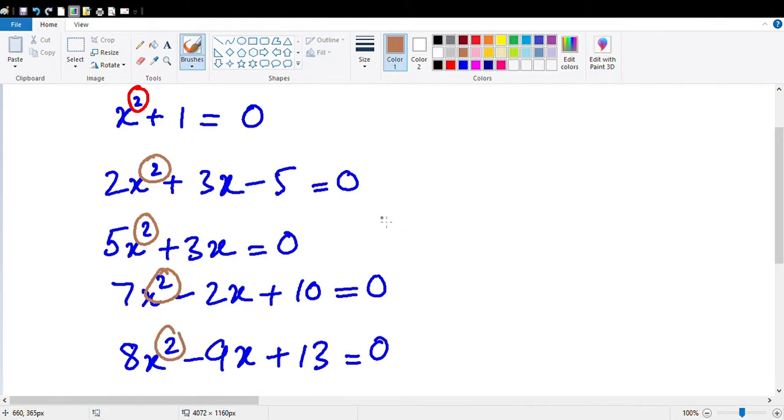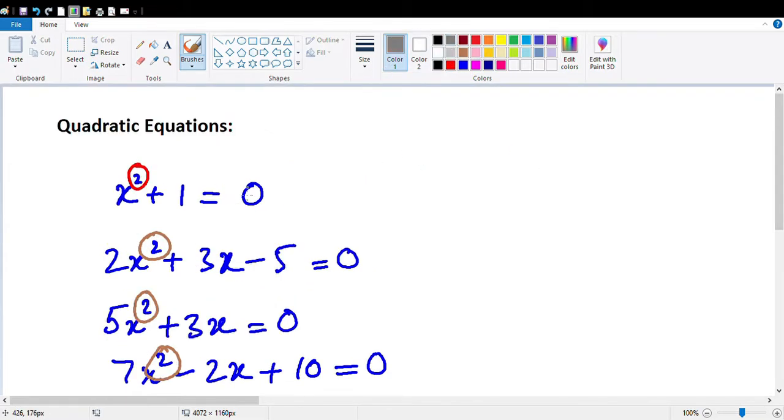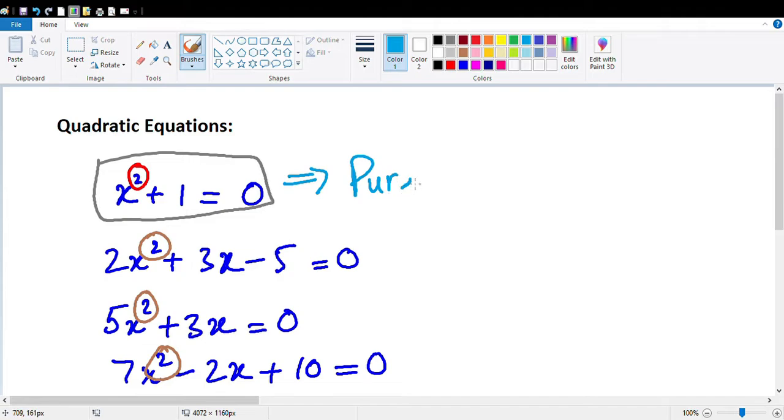Now, a special type of quadratic equation, I'm going to point out this one over here. It's a quadratic equation, but it's a special type of quadratic equation. This type of equation is also known as a pure quadratic equation. I'm going to write QE for short, but this is known as a pure quadratic equation.